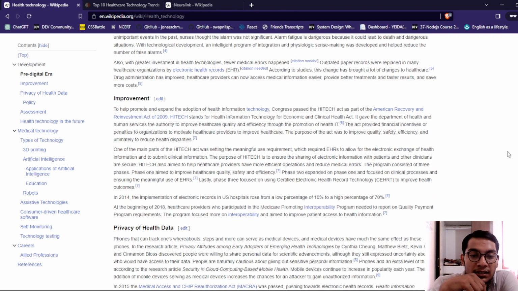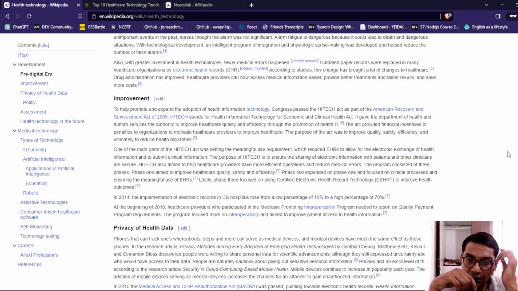To help promote and expand the adoption of health information technology, Congress passed the HITECH Act, which is a part of the American Recovery and Reinvestment Act. HITECH stands for Health Information Technology for Economic and Clinical Health Act. It gave the Department of Health and Human Services the authority to improve healthcare quality and efficiency through promotion of health IT. The act provided financial incentives or penalties to organizations to motivate healthcare providers to improve healthcare. The purpose of it was to improve quality, safety, and efficiency, and ultimately to reduce health disparities.